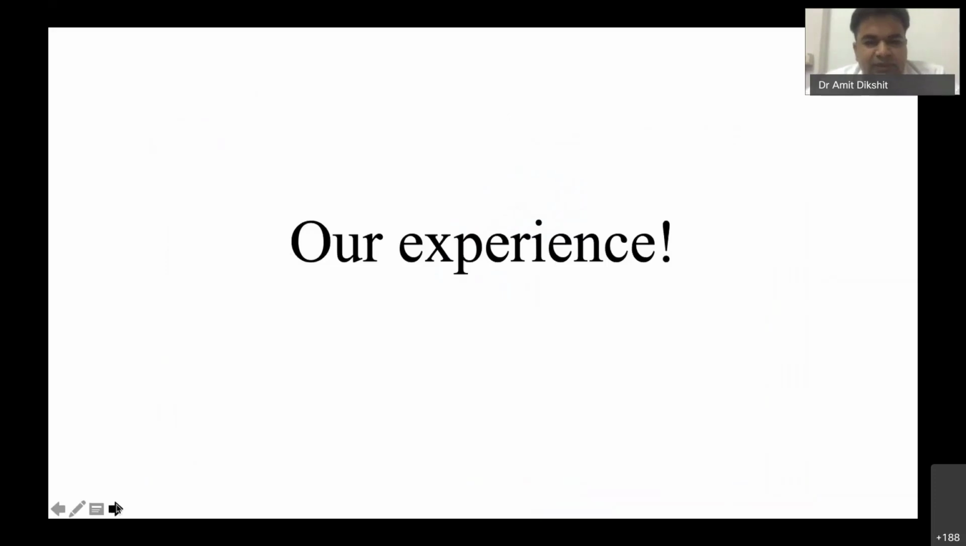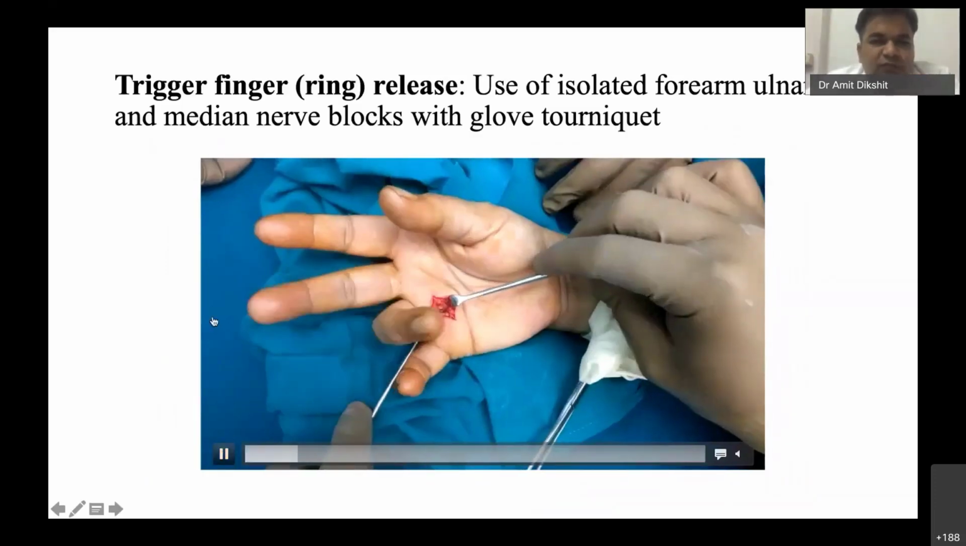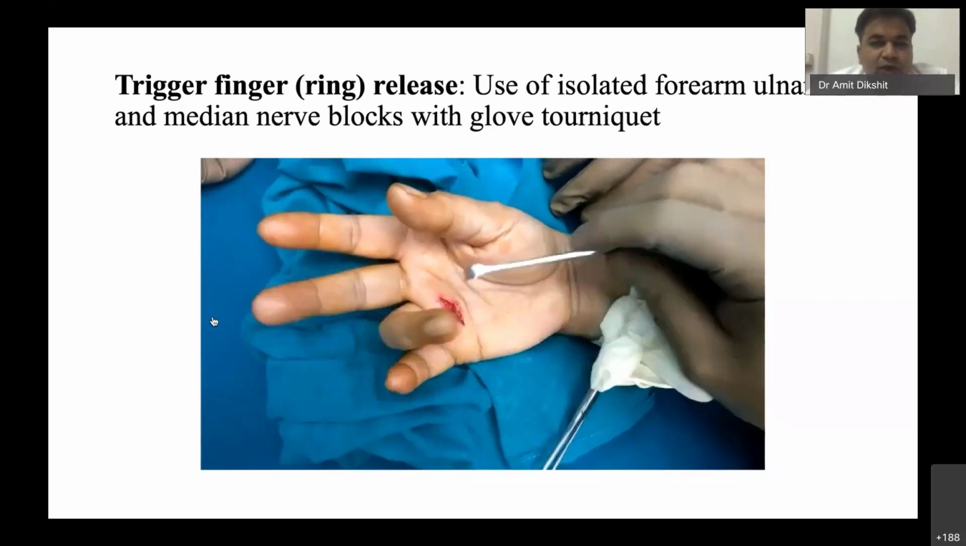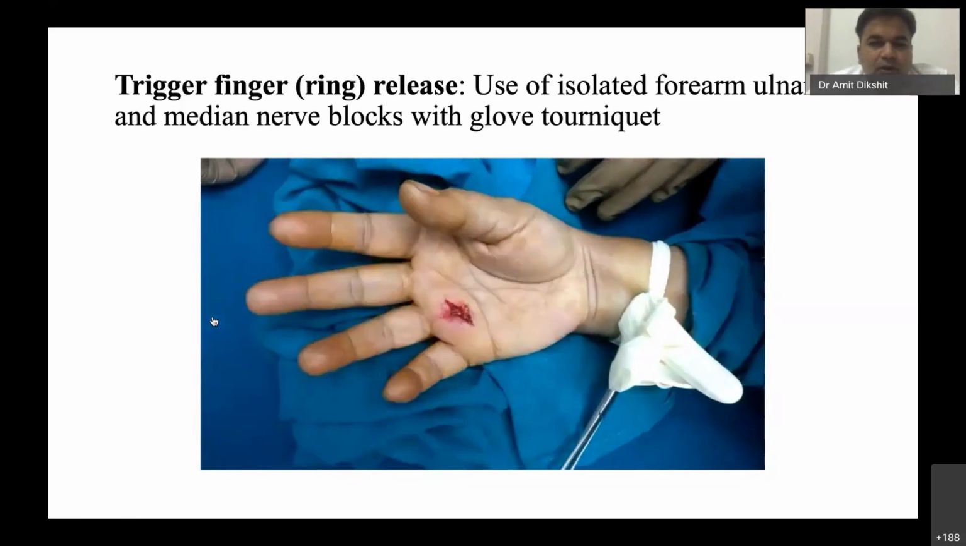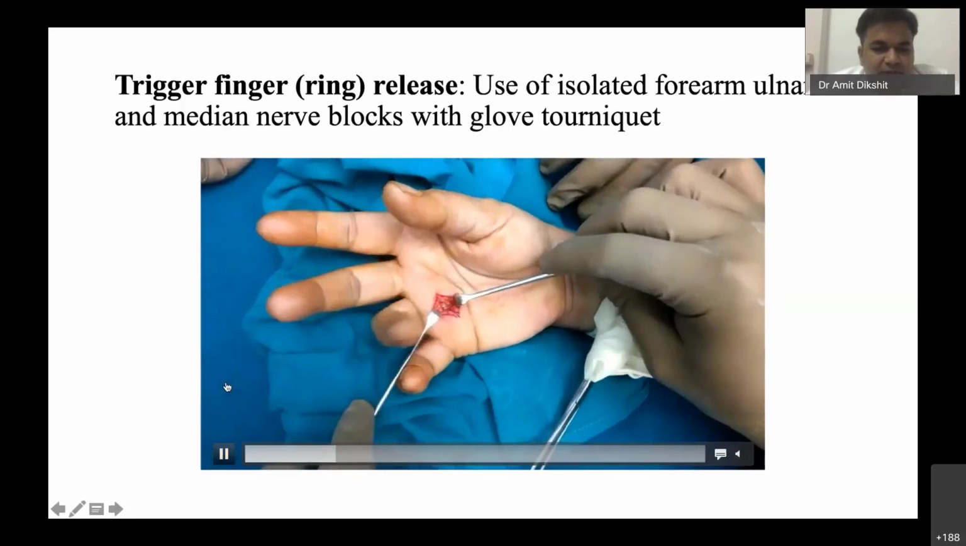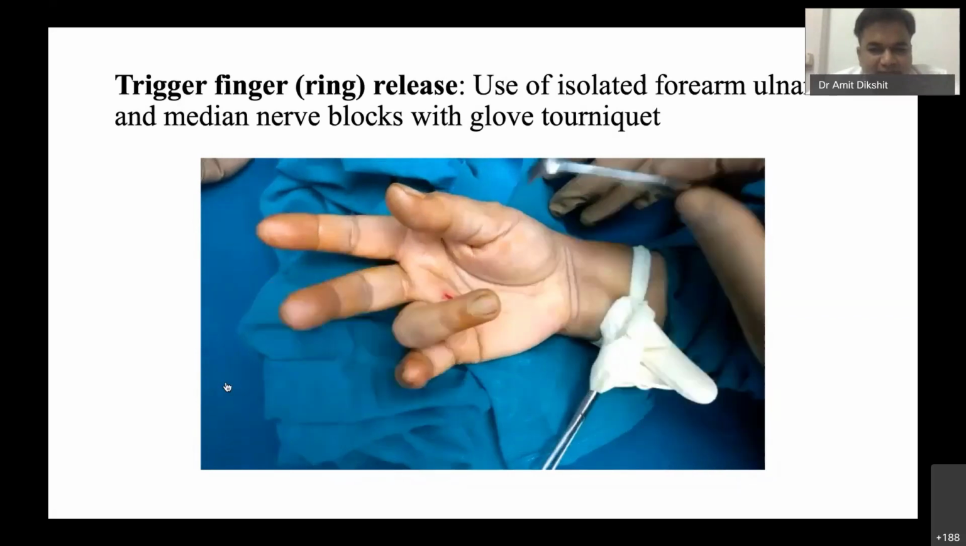So what is our experience? Now, this was one patient posted for trigger finger, and we used an isolated forearm ulnar and median nerve block, and we placed a tourniquet. Now after the trigger finger release, when the patient was asked to move his finger, the patient was able to flex.